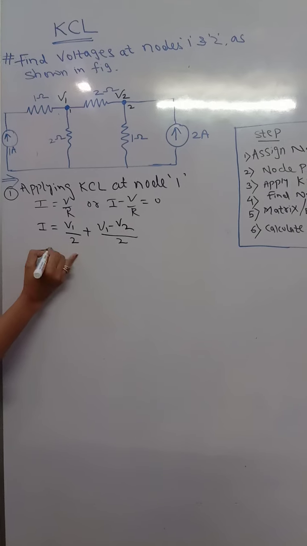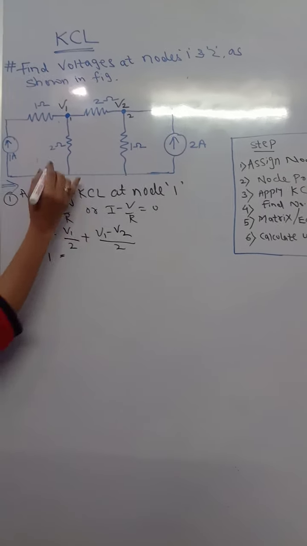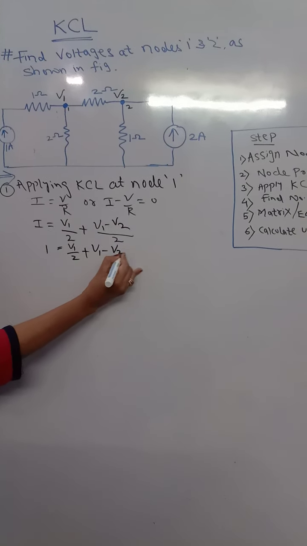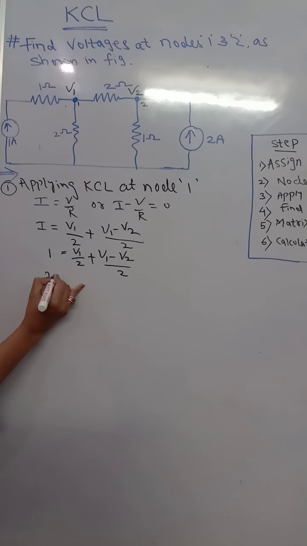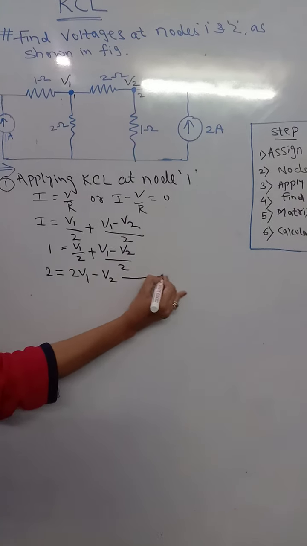So in the second equation here, my I is nothing but the current, 1 ampere. So here it will be V1 as it is, divided by 2, V1 minus V2 divided by 2. If you do the LCM, you will get 2 equals 2V1 minus V2. So this will be my equation number 1.